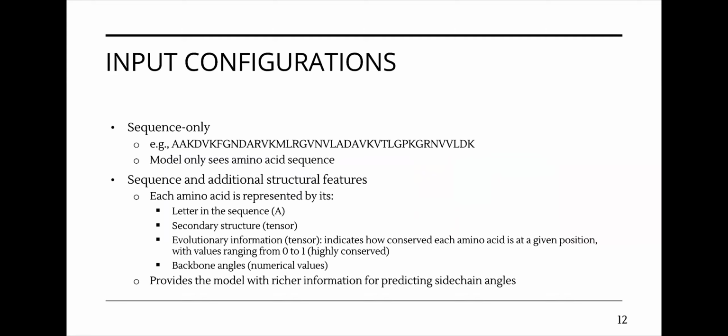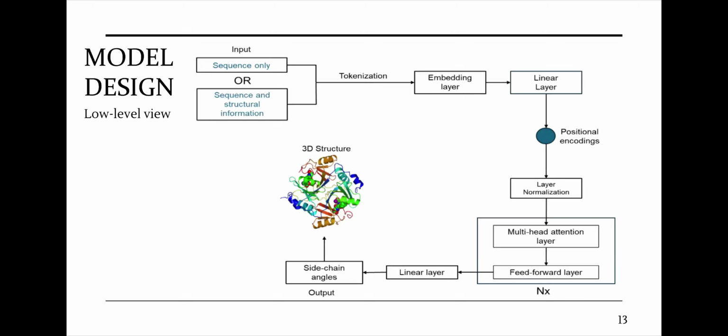The model design phase focused on building a transformer model to predict the side chain angles of a protein. The model can take in two possible input configurations. The first configuration only takes the protein sequence. The second is a single input tensor formed by concatenating the input sequence with the combined structural features. Structural features include the backbone angles, secondary structure, and evolutionary information.